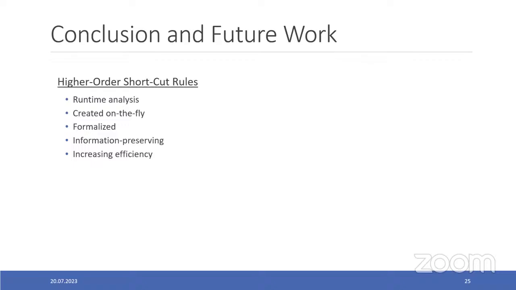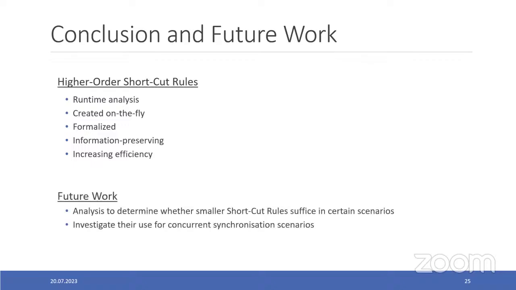And for the future, what we would like to investigate is whether we can identify, maybe statically, situations where you do not really have to create these higher order shortcut rules, because in some cases it is enough to just repair one rule application at a time. So you do not always need this overhead that obviously comes with this analysis.